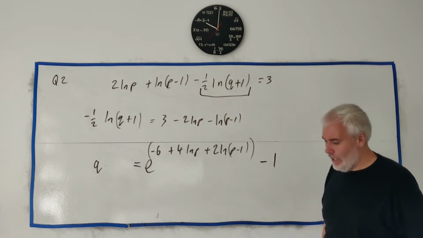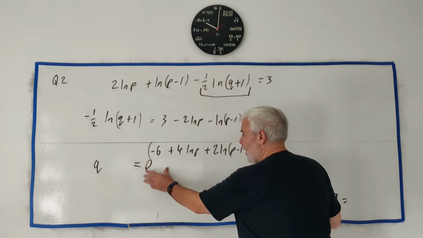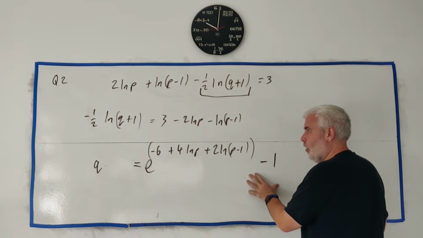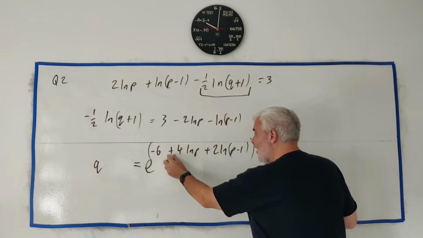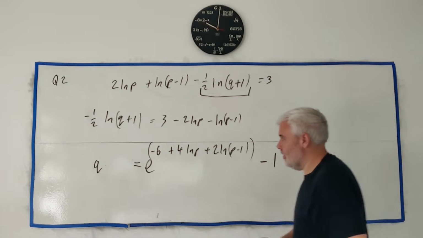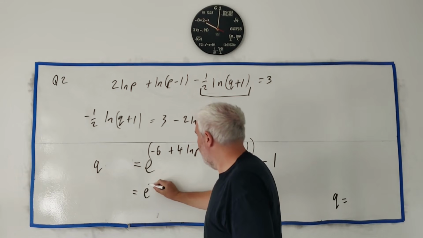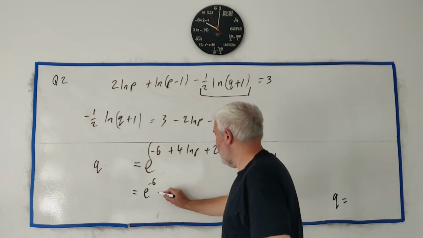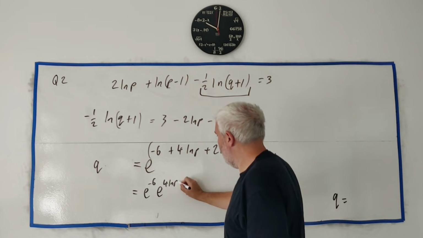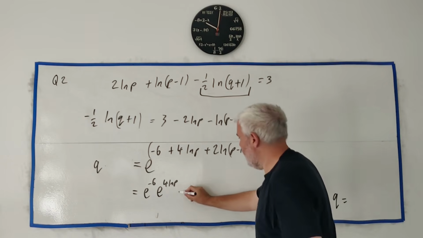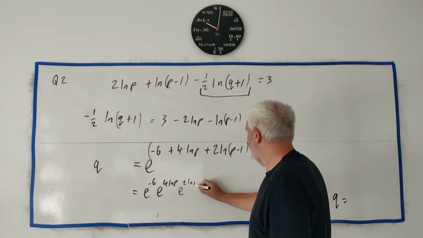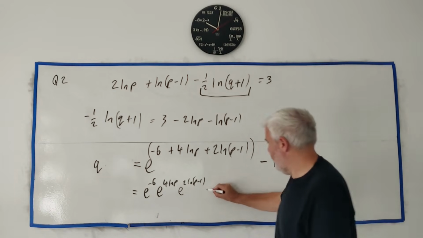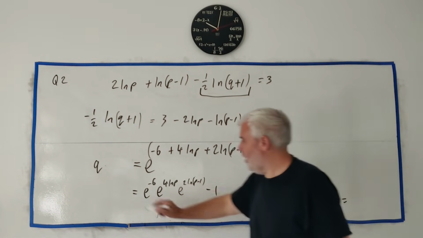So let's try and clean it up. We're going to use the rules of powers. So we have something here with all this to the power of it. What happens when something's adding in a power like this? We're left with e to the minus 6. These are just like multiplying them. It would be e to the 4 natural log p, and this would become e to the 2 natural log p minus 1. It'll clean it up a lot. I keep forgetting this minus 1, so keep an eye on me.